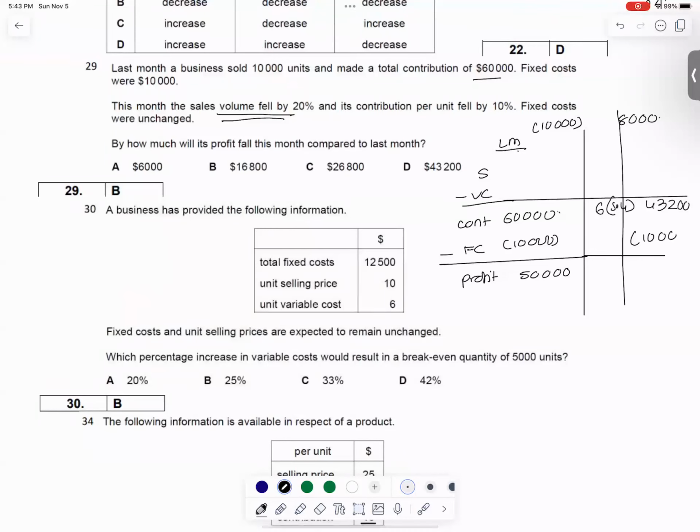Fixed costs remain unchanged. So fixed cost is same. Profit has fallen down. So how much is the fall? 16,800. So you just have to read, do that format and write. Okay? Go to the next one.